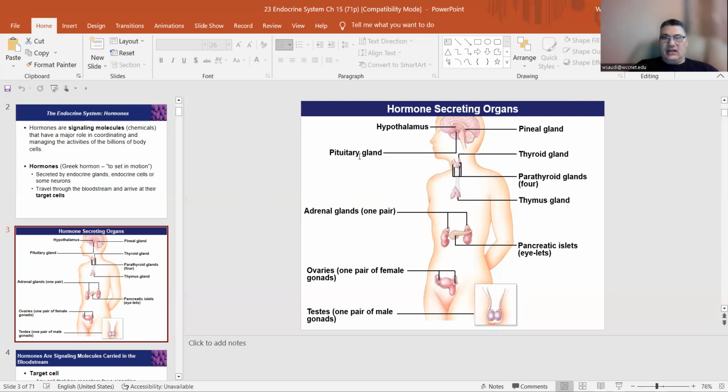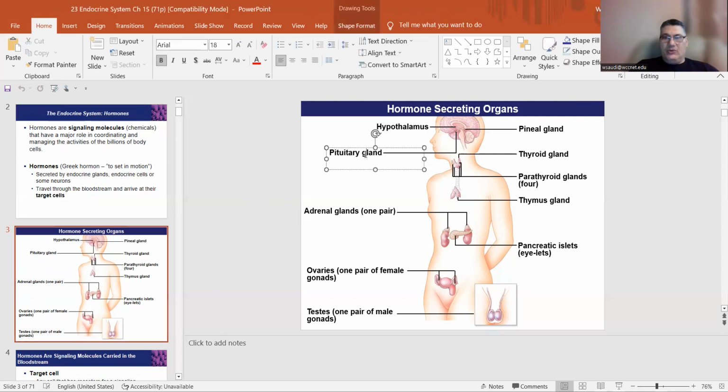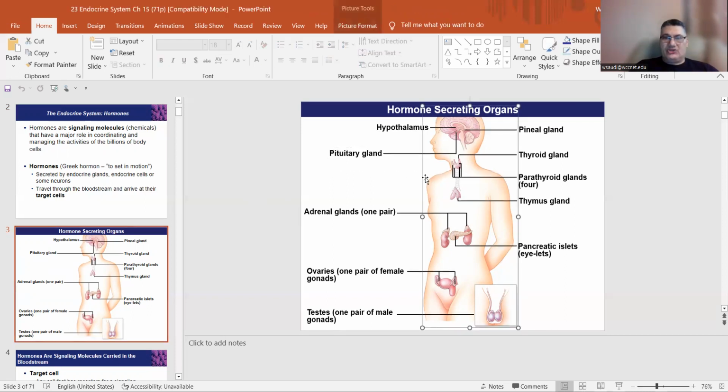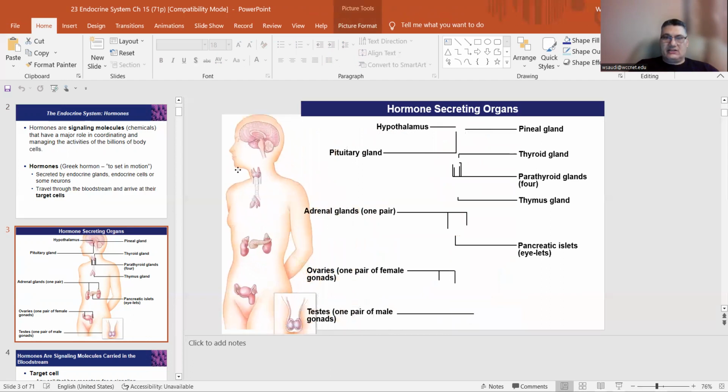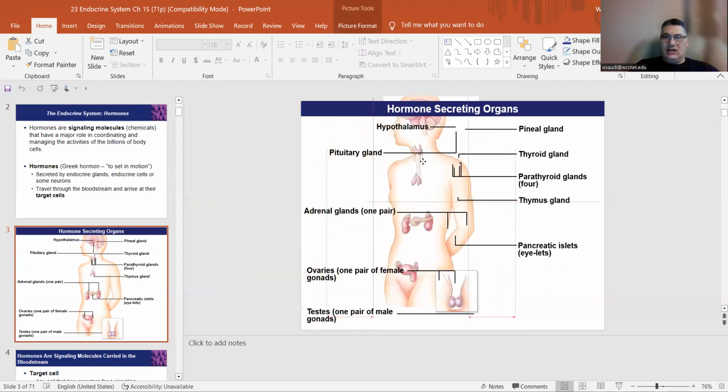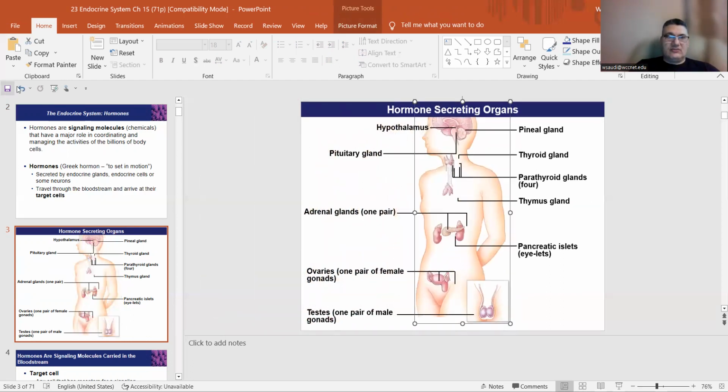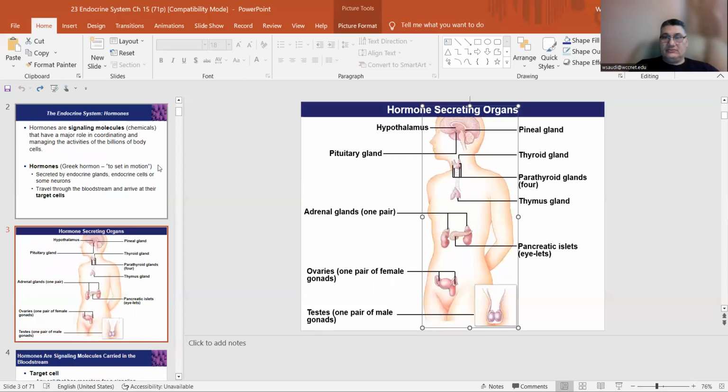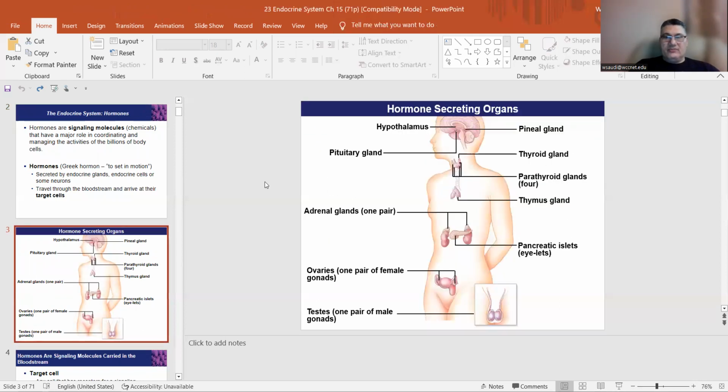Okay, and I talked about this before. I would do it this way. I can take this picture, like this, without these arrows and without the labels, or I can remove the names and label it myself, whatever you want. But you need to make sure that you actually know these structures.